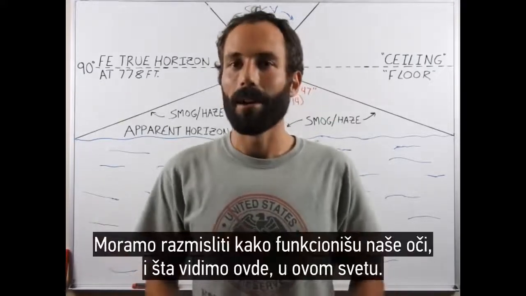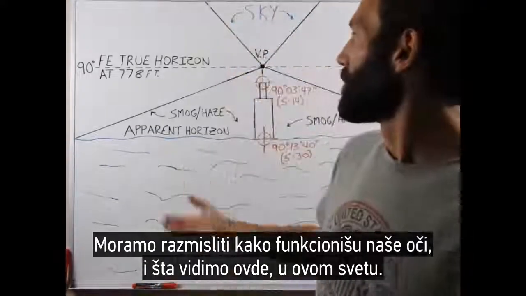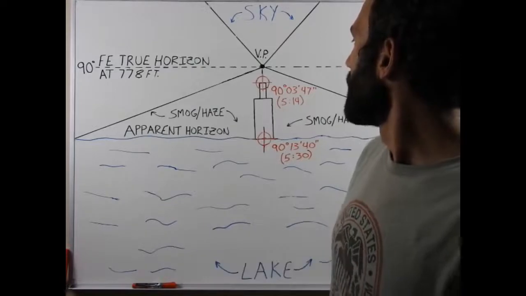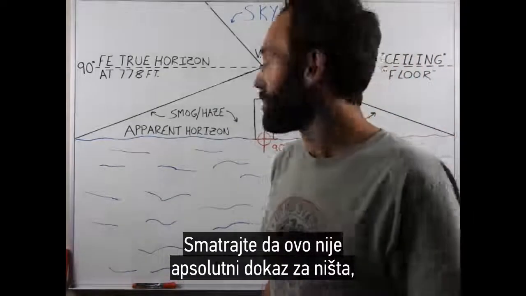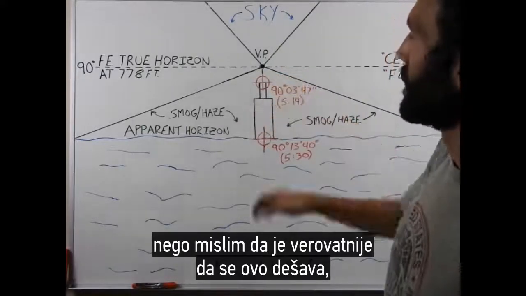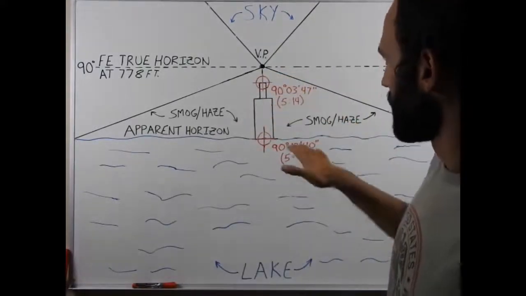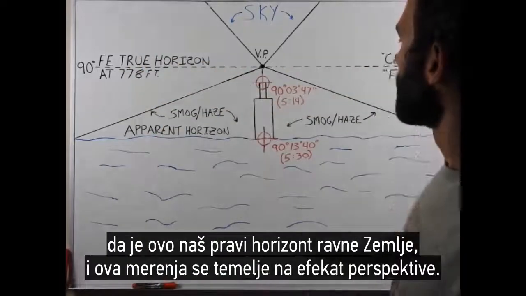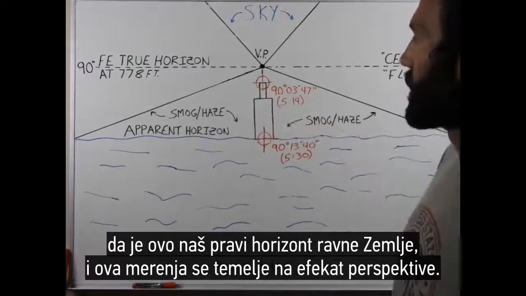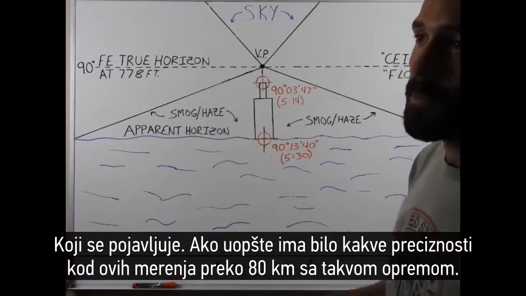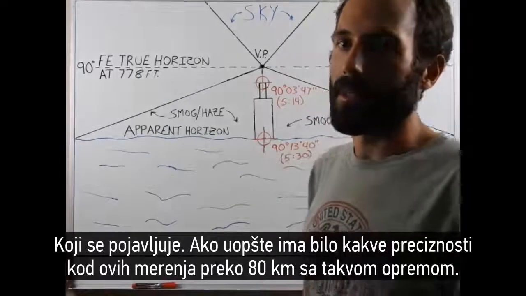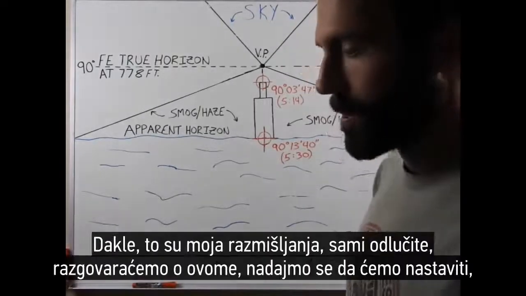So we need to think about how our eyes work and what we're seeing here with this world, and keep going from there. Like I said, not an absolute proof of anything, but I think it's more likely this is what's happening. That this is our true flat horizon here, and these measurements are based on that perspective effect that's occurring, if there's any accuracy at all to these measurements over 52 miles with the surveying equipment. So those are my thoughts.